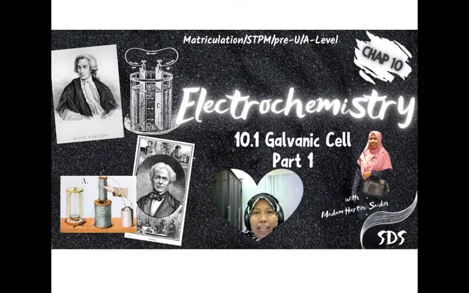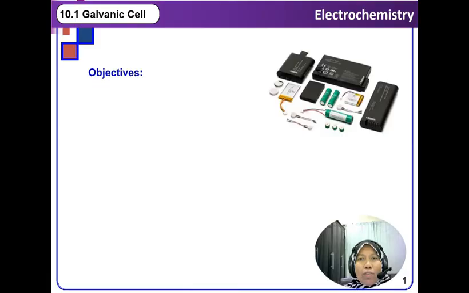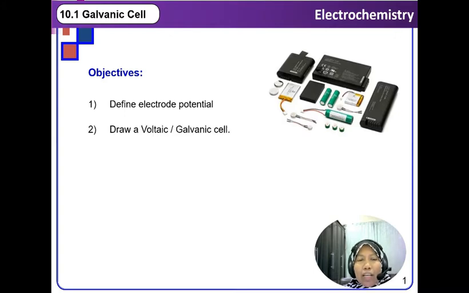Untuk hari ini, kita akan belajar topik electrochemistry bahagian pertama iaitu Galvanic Cell. Okay, objektif untuk subtopik Galvanic Cell, number 1, define electrode potential. Number 2, draw a voltaic or galvanic cell. Number 3, describe the operation of voltaic cell.